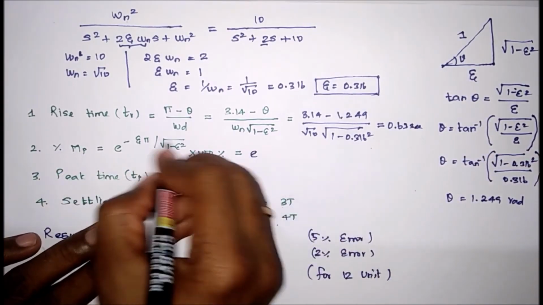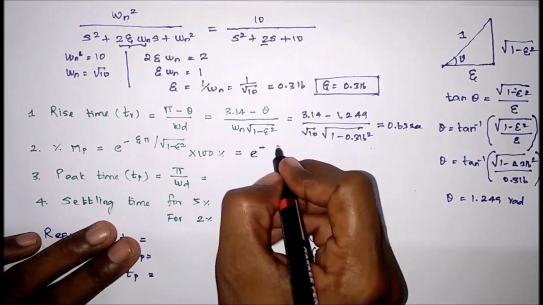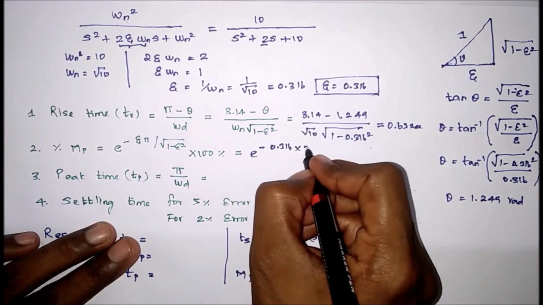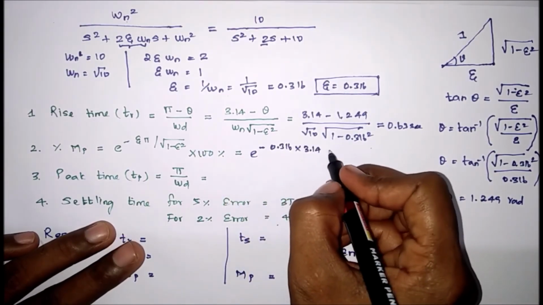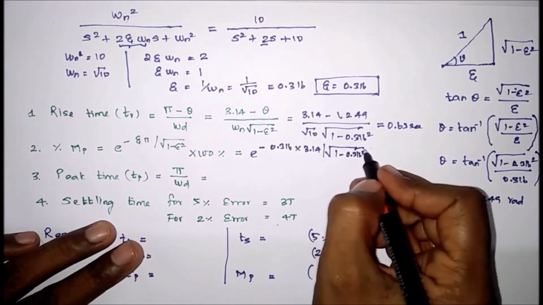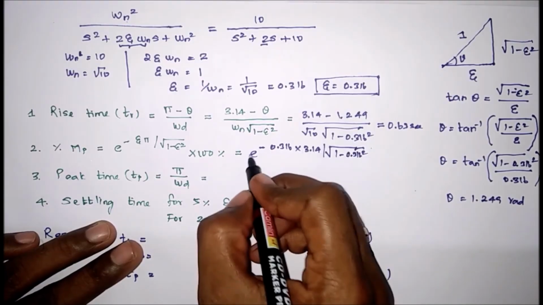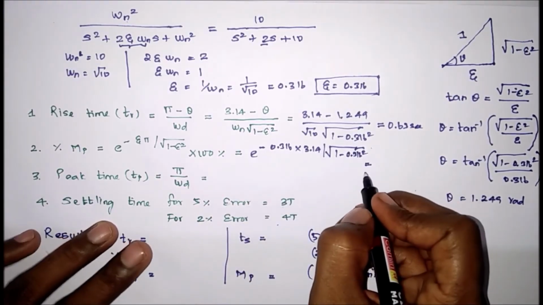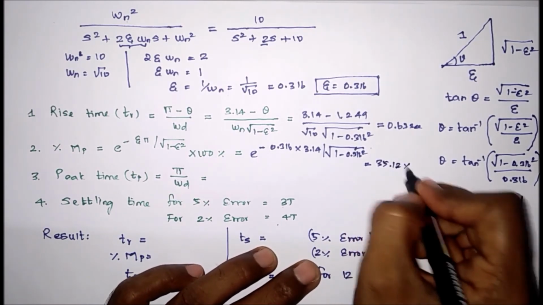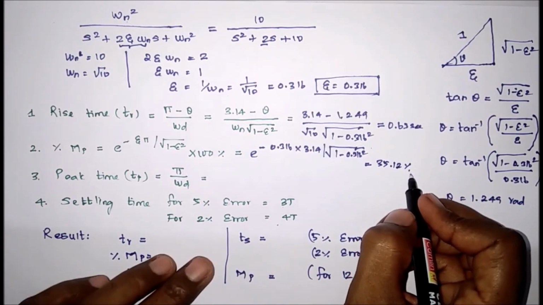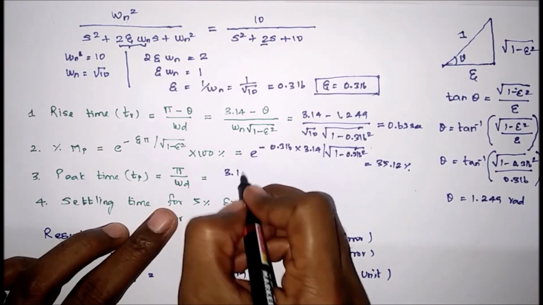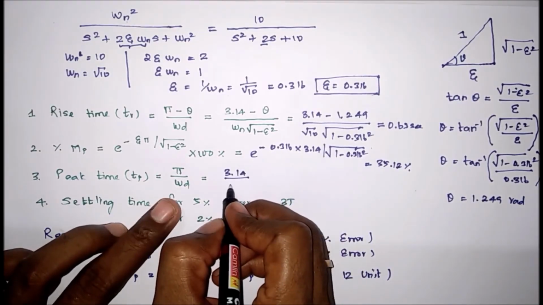The next is the percentage peak overshoot. We know all the values, so we simply substitute: eta value 0.316 into pi value 3.14, divided by square root of 1 minus 0.316 the whole square. First we simplify this, then if we take the exponential, we will get percentage peak overshoot equal to 35.12 percent.